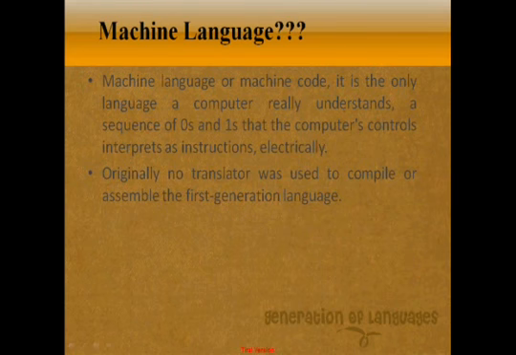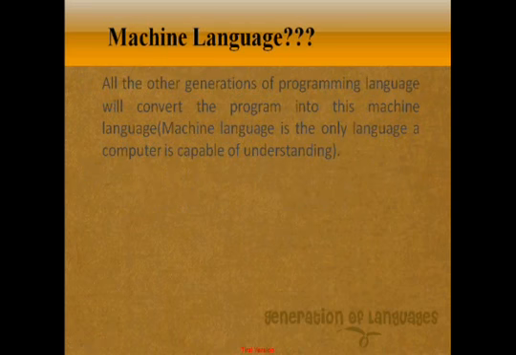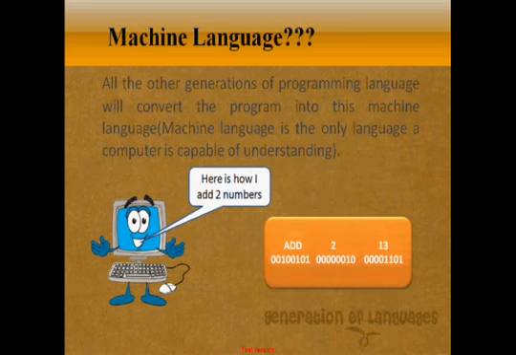First generation languages, also known as machine languages, are the only languages which the computer really understands. They use zeros and ones. There was no translator or assembler used to compile those languages. This picture shows how a computer adds two numbers by using a sequence of zeros and ones.